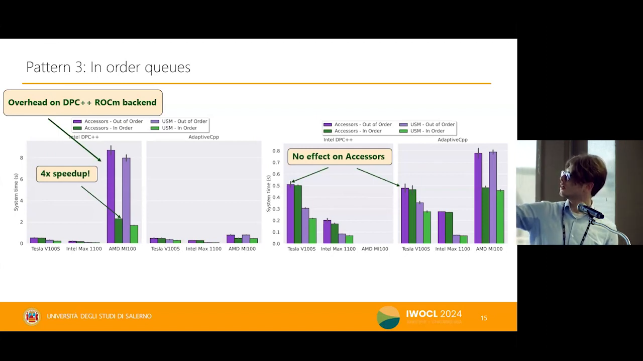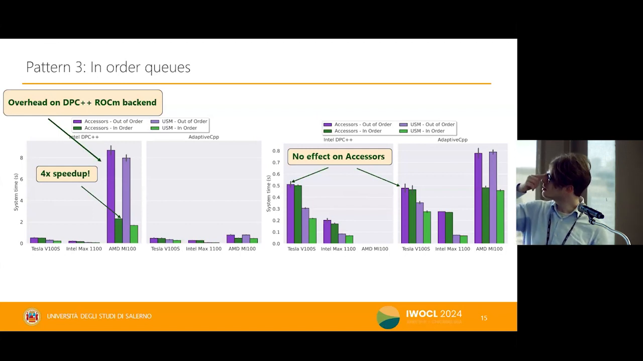So for the USM, most of the benefit comes from the fact that for USM out of order, we manually build the task graph using the events, and when you use in order, you don't need it, you remove it, and we have this speed up. Instead for accessor, the accessor just builds the task graph internally, and that seems to have an important speed up in general. So this was the point that it just doesn't do that much.